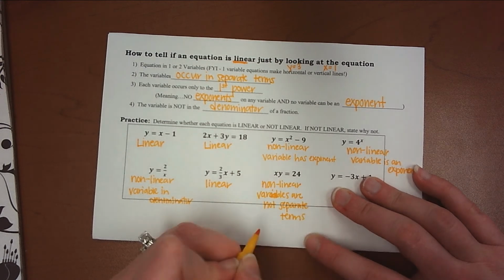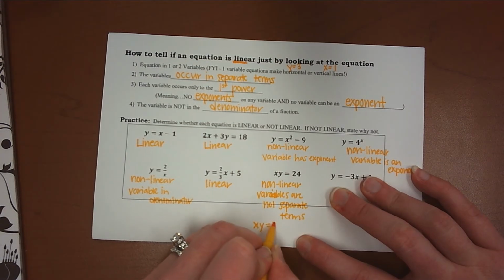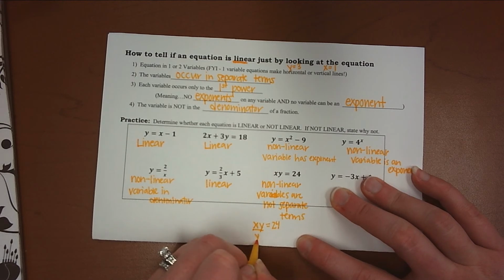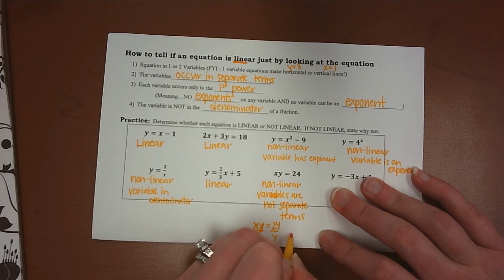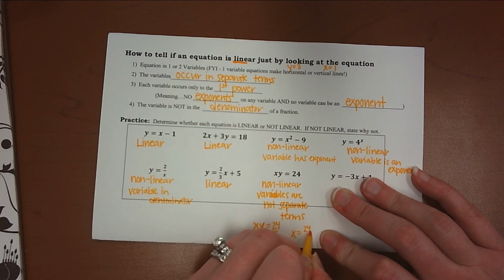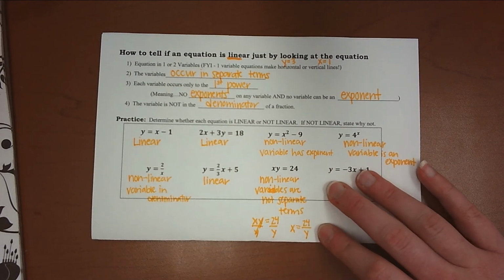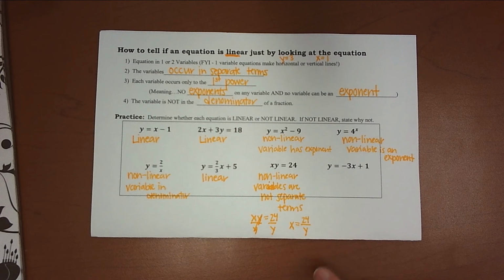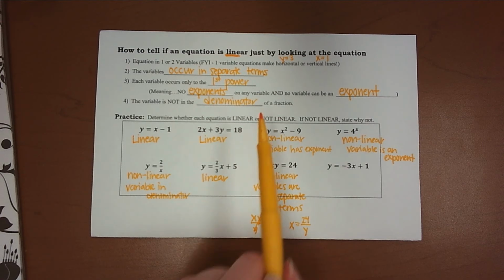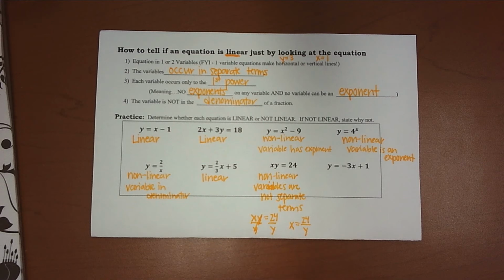If we tried to solve for one variable, xy equals 24, and we tried to solve for x, we could divide both sides by y, and we would get x equals 24 over y. And then we'd have a variable in the denominator. So again, we're seeing why those variables have to be in separate terms. Otherwise, you get a variable in the denominator, which we also know makes it nonlinear.